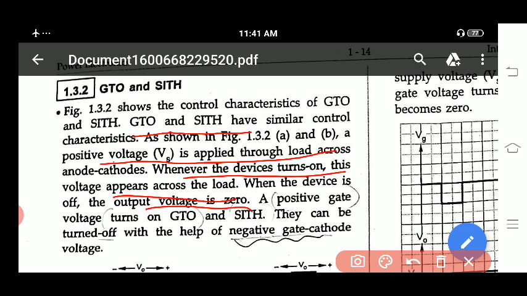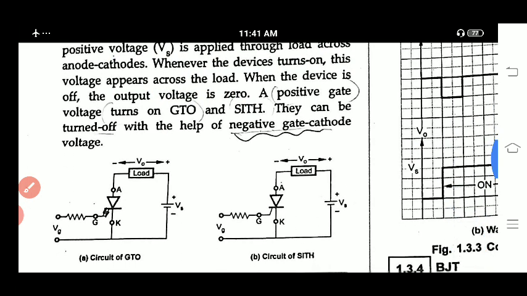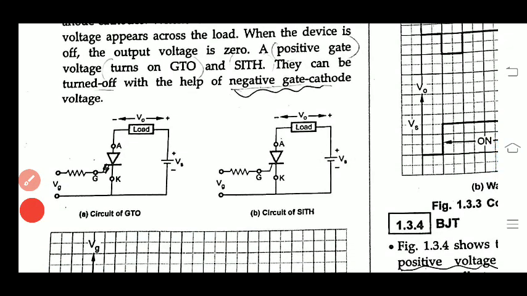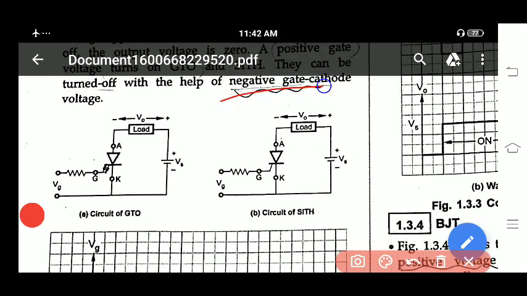Obviously, device is off means how can you make this device off? By applying negative gate voltage, you can make this device off, so output voltage will be 0. A positive gate voltage turns on the GTO and SITH. They can turn off with the help of a negative gate cathode voltage. You can make this off by using a negative gate cathode voltage.